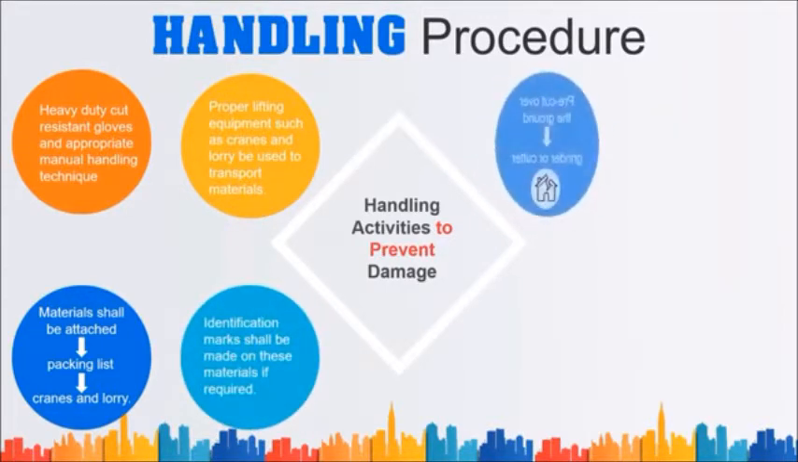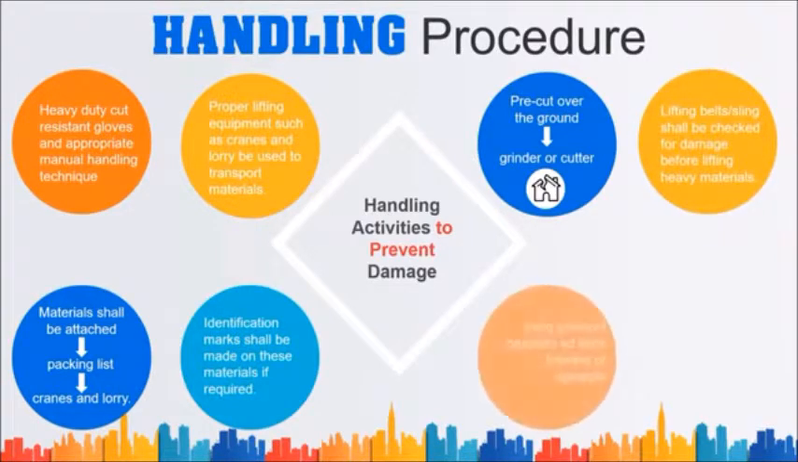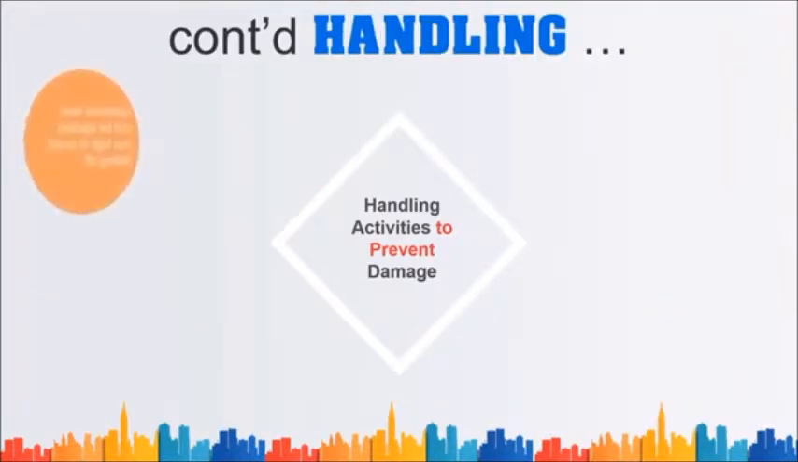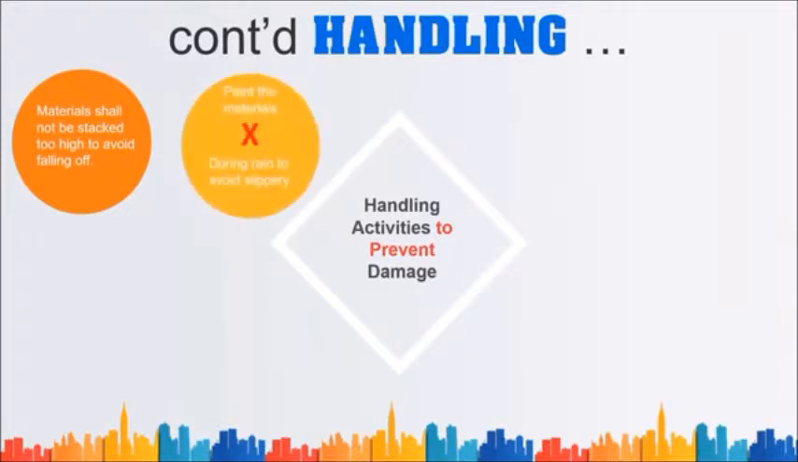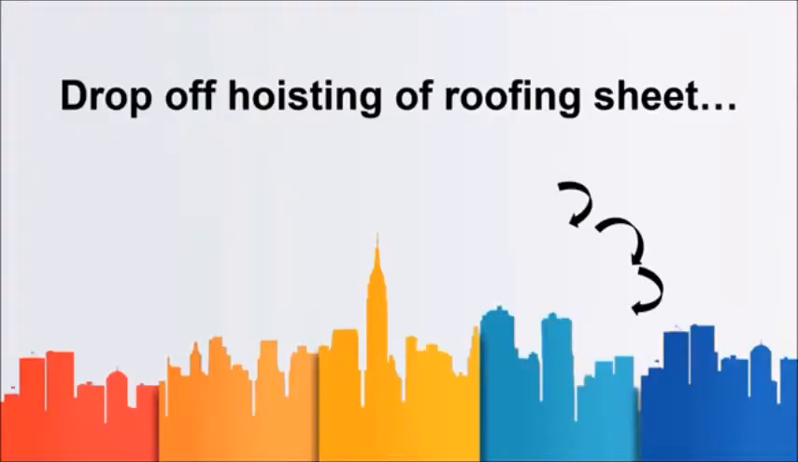Next, materials should be pre-cut on the ground either by grinder or cutter. Lifting belts or sling balls shall be checked for damage before lifting heavy materials. After that, hooking points shall be checked to prevent slippage. Affected materials for dispatch shall not be mixed with other material. During handling, great care shall be taken to avoid damage. The foreman shall identify the area for material to be stored prior to lifting operation.